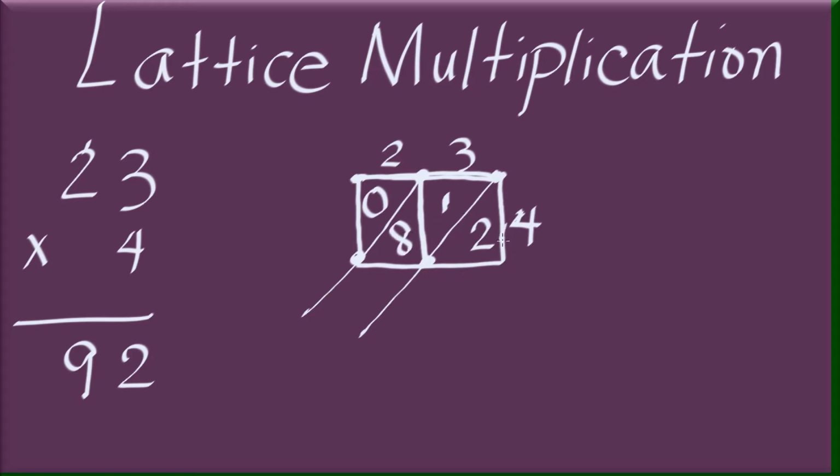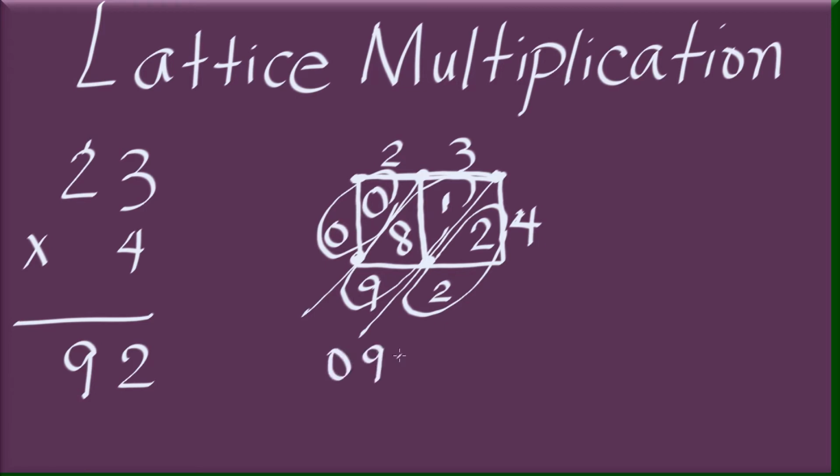Okay, so now let's start adding the diagonal numbers. In this diagonal space, we have just the number 2. Now in the middle, we have 1 plus 8 is 9, okay? And then this last diagonal here, we have 0. So we have 0, 9, 2, or 92. So we got this product earlier, which is correct.